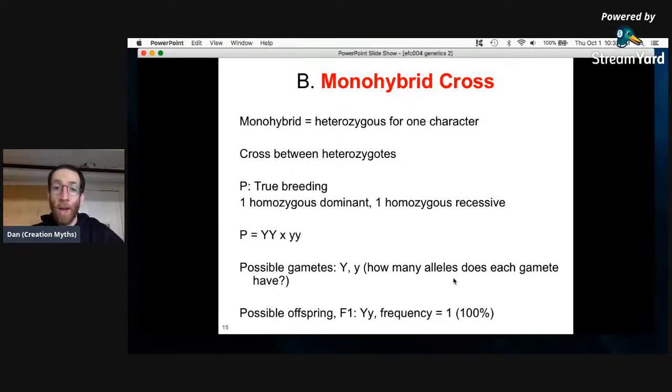That's great. Now we can cross the heterozygotes, and that's going to be our monohybrid cross. They're heterozygous for one trait, and we're going to do that cross and see what happens.